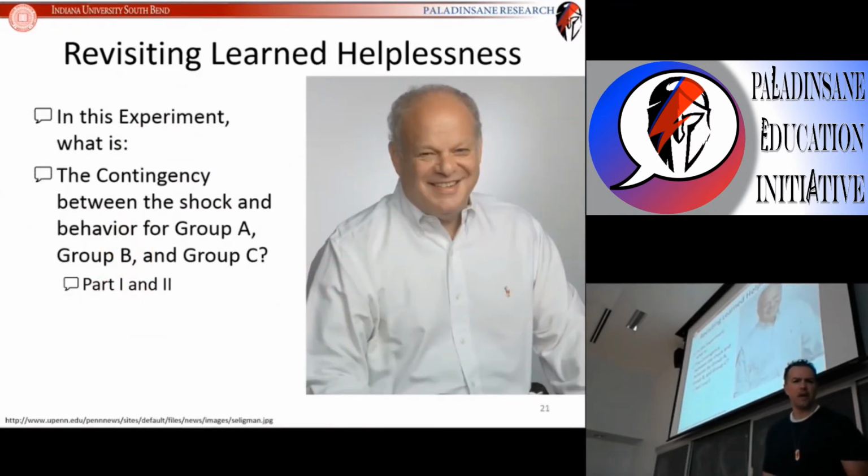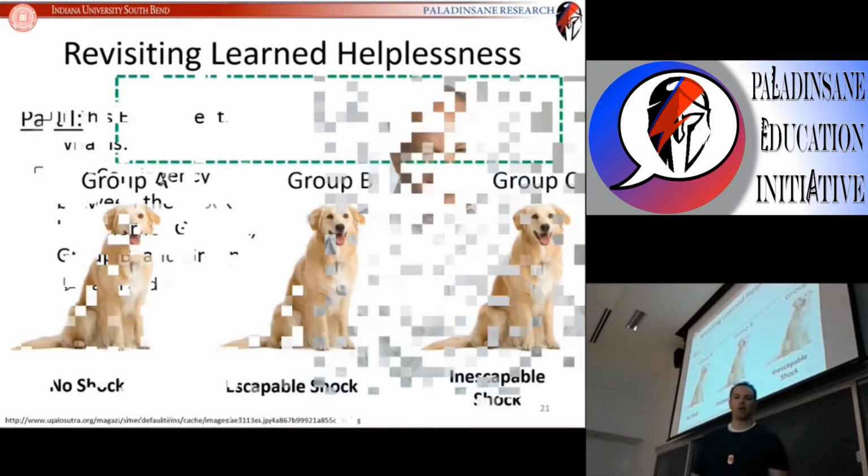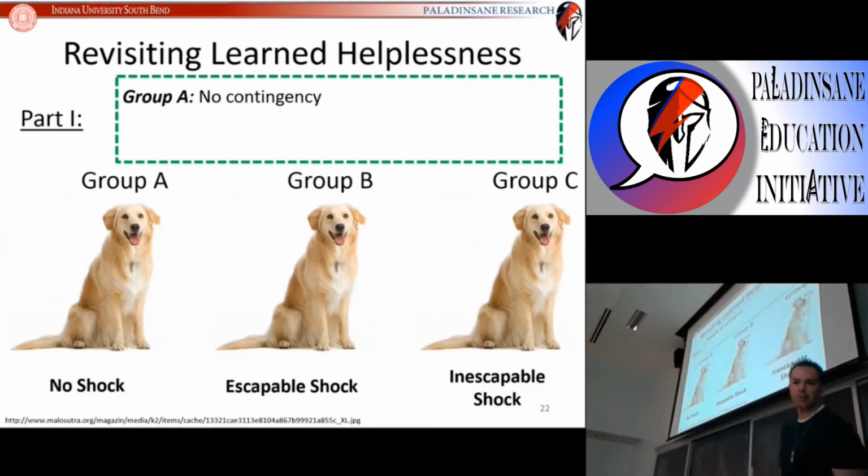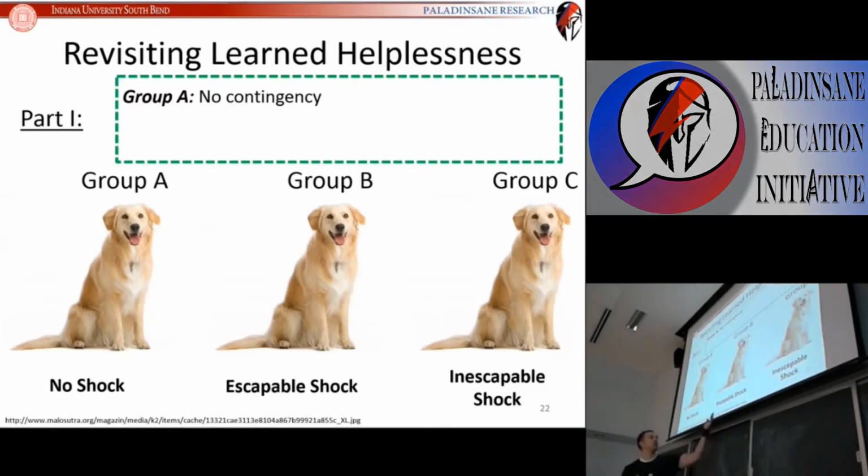All right, and finally, penultimately in this experiment, was the contingency between the shock and behavior for group A, group B, and group C. So in part 1, we'll start off with Group A. Group A had no contingency because Group A had no shock, right? So there's no, the probable occurrence of this leads to the probable occurrence of that. So between the panel press and the end of a shock, what was the contingency for Group B?